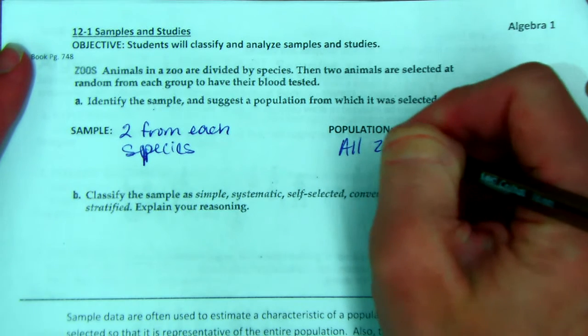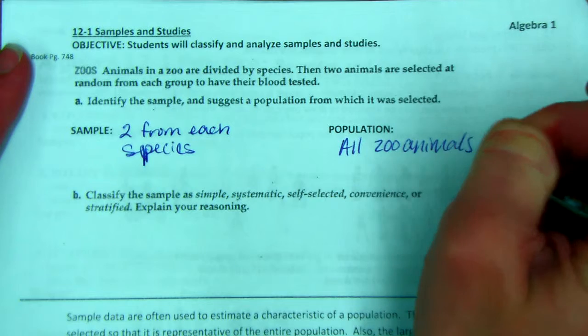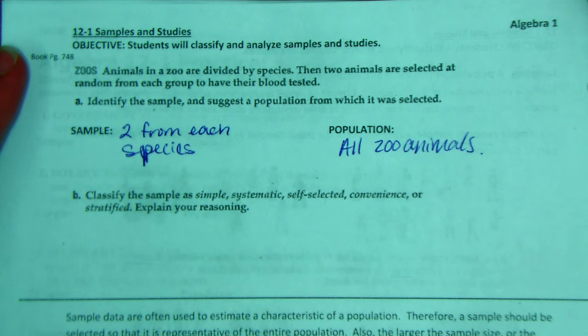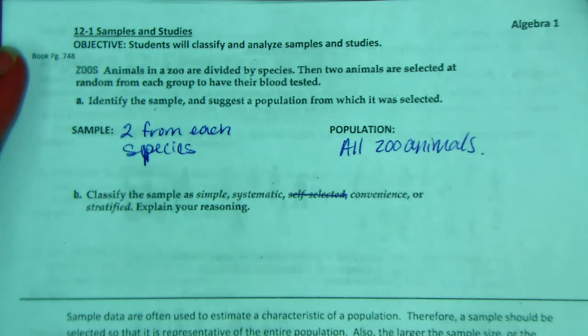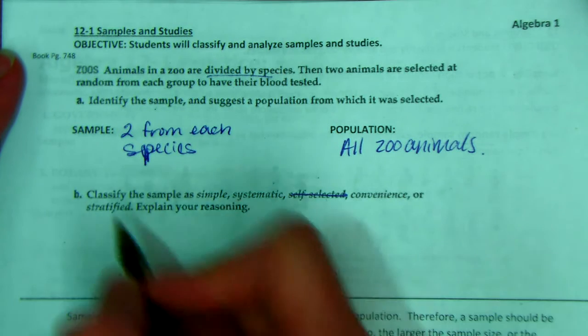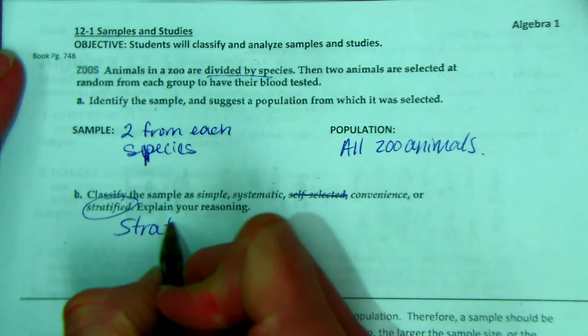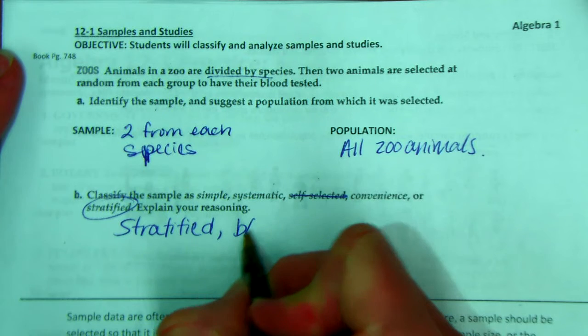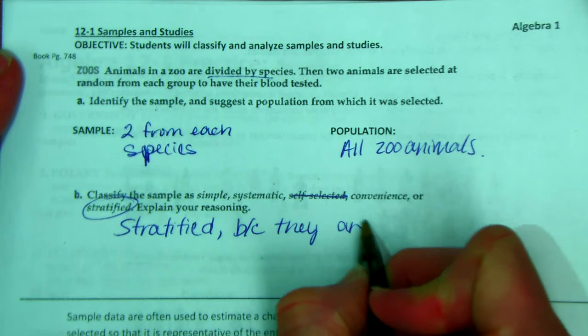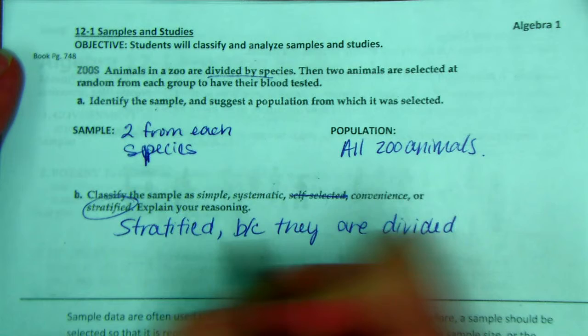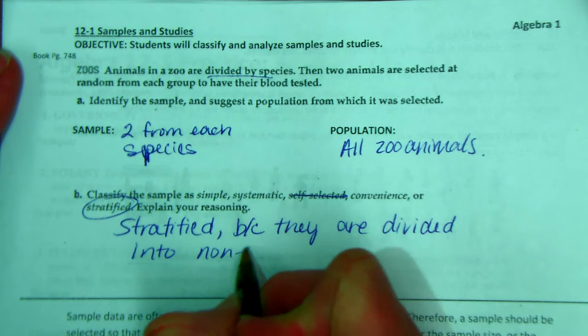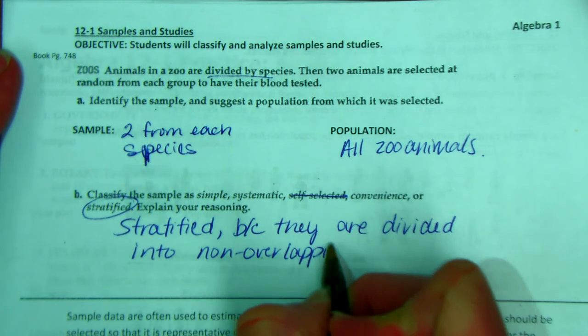Classify it as simple, systematic, self-selected, convenience, or stratified. Well, it's definitely not self-selected. They're not volunteering because they're animals. Okay, so which one would this be? They are divided by species first and then select 2 selected at random. That is definitely stratified, because they are divided first into non-overlapping groups and then selected out 2 randoms.